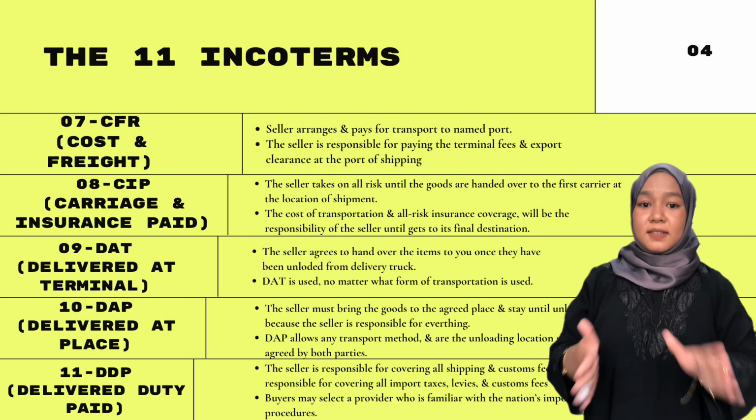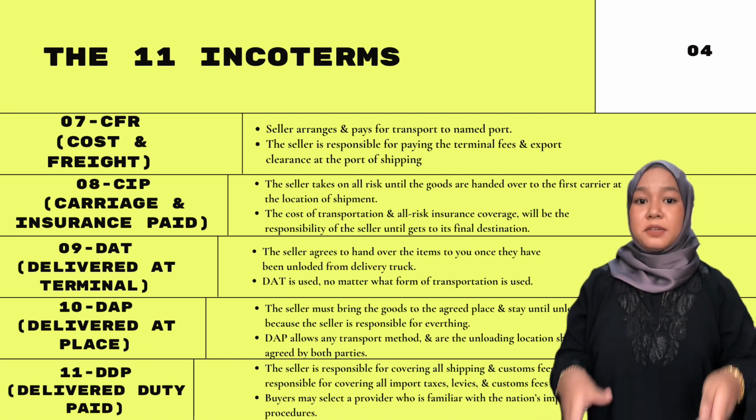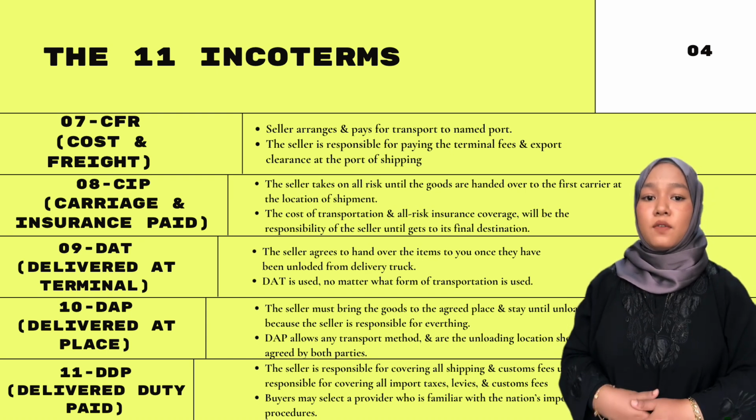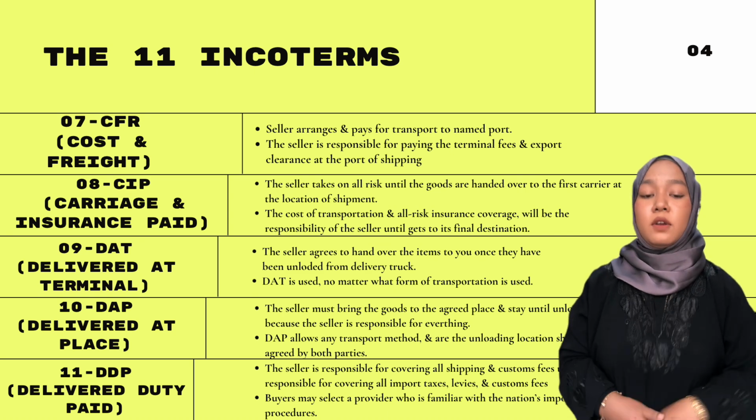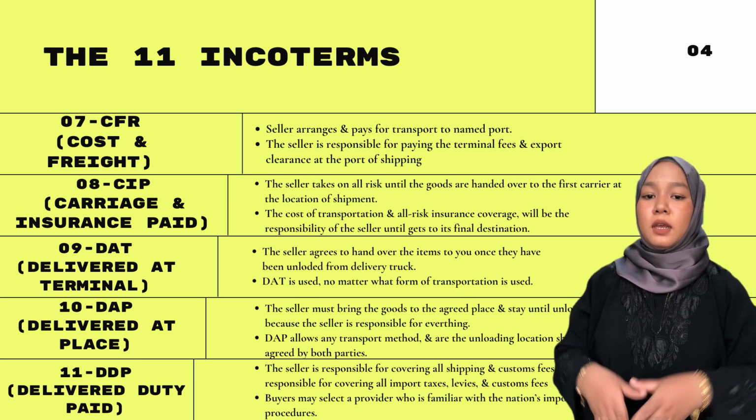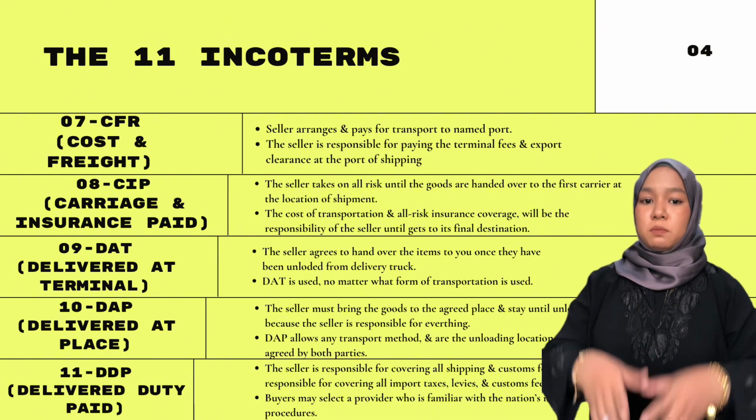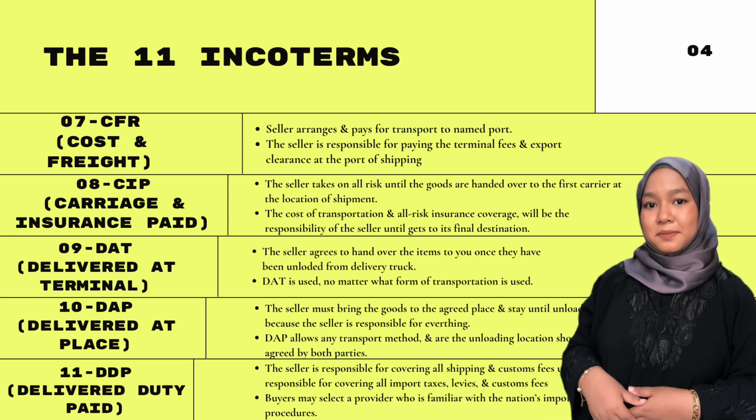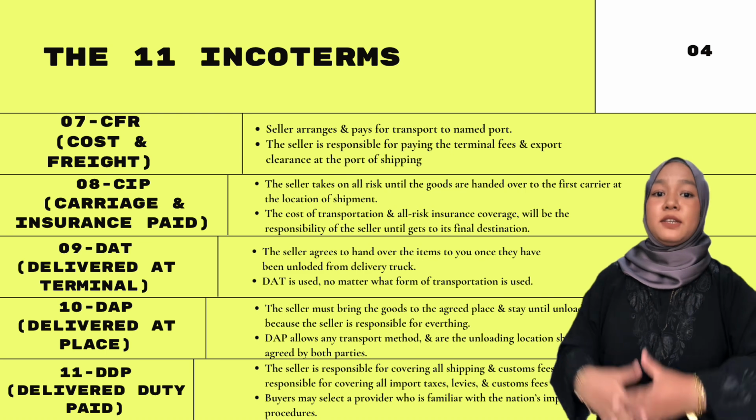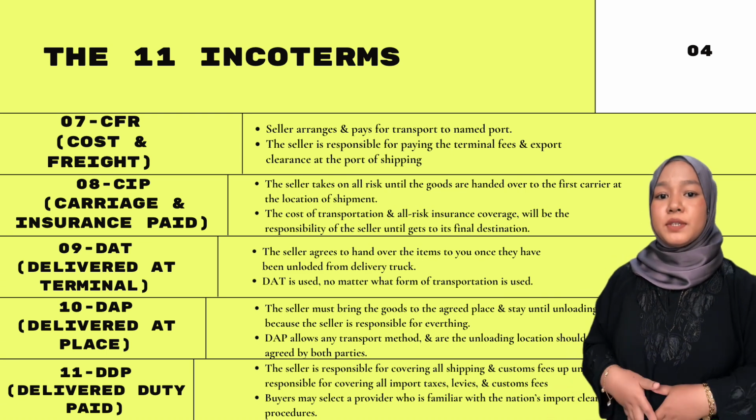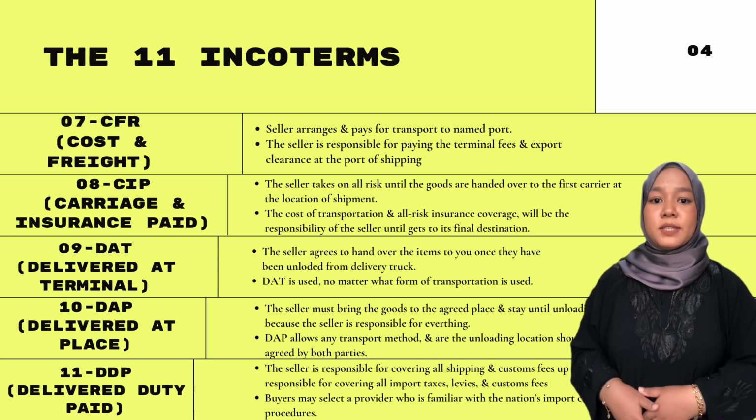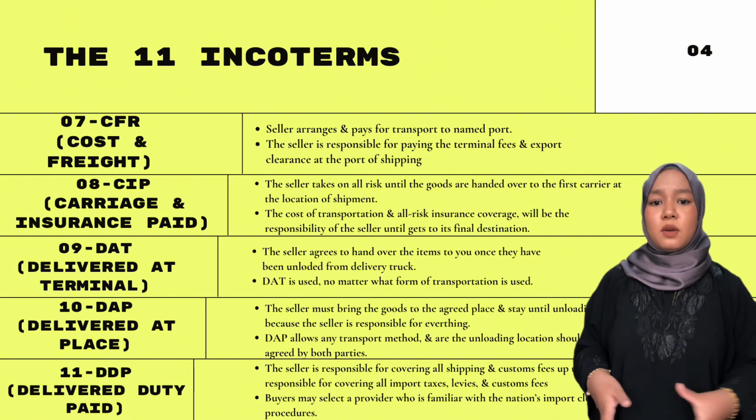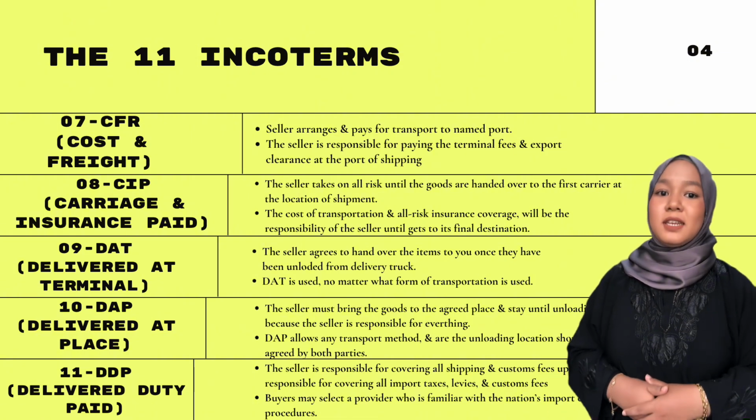Number 8 is CIP, carriage and insurance paid. The seller takes on all risks until the goods are handed over to the first carrier at the location of shipment. The cost of transportation and all-risk insurance coverage will be the responsibility of the seller until it gets to its final destination. Number 9 is DAT, delivered at terminal. The seller agrees to hand over the items once they have been unloaded from the delivery truck. DAT is used no matter what form of transportation is used.